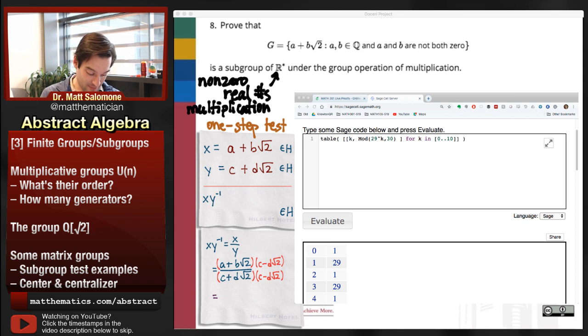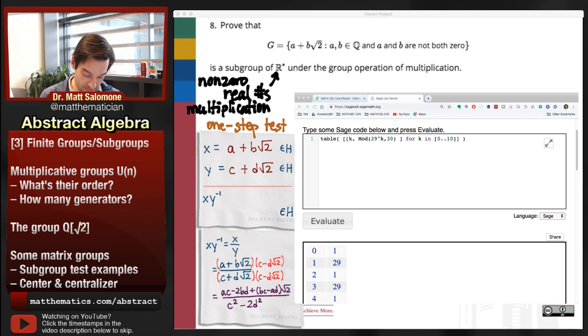Because once I've done that computation, my denominator, C plus D radical 2 times C minus D radical 2, is going to be C squared minus 2D squared. It's a difference of two squares. FOIL it out, do whatever you need to do. But the important piece is that C squared minus 2D squared is a rational number, because C and D were rational numbers to begin with. Meanwhile, upstairs, I'm going to get AC minus 2BD plus BC minus AD radical 2.